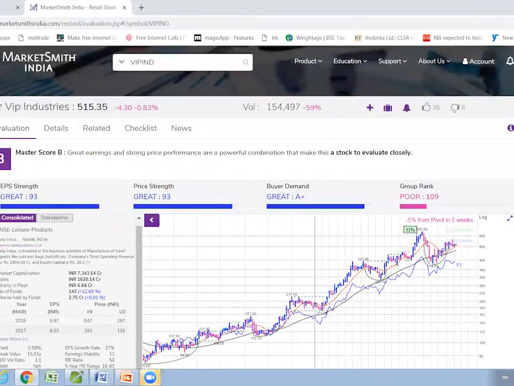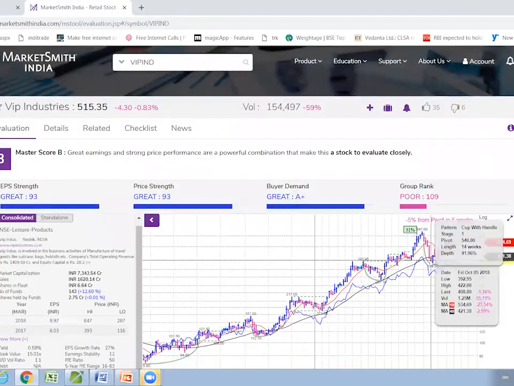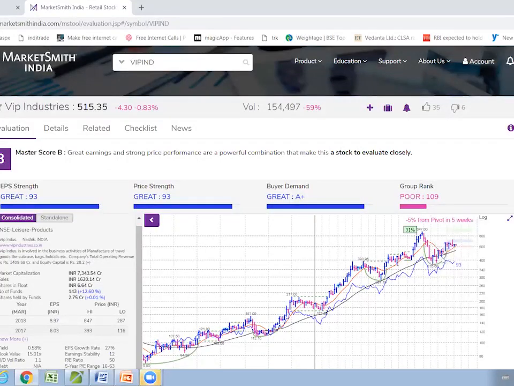So in the chart here, you need to click. If you click on this, it will tell you which pattern it is. It's a cup with a handle pattern. The pivot is 540, and the current price is 515, which is 5% below the pivot.